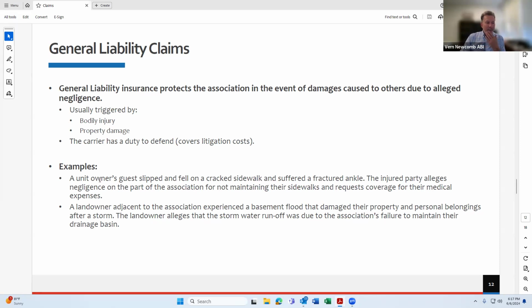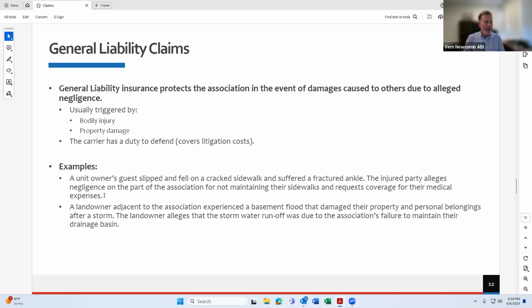So here's just a couple of examples. Basically, I went over this. Someone slipped, tripped, and fell on a sidewalk, fracturing their ankle, and the injured party sued the association. The association's policy did pay the medical expense, and basically they could be found negligent, and they would have to pay possibly anything else that's being asked.